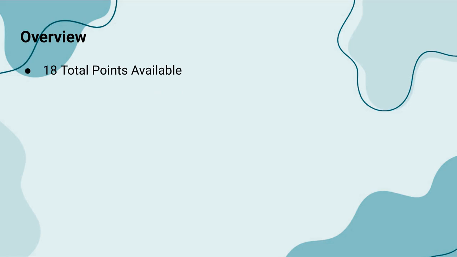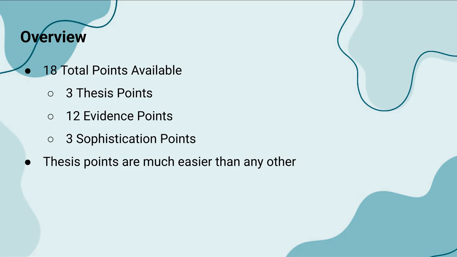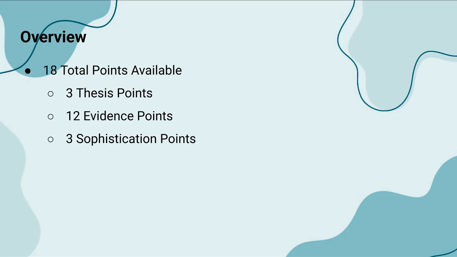So here's an overview. There are 18 total points available. There are 3 thesis, 12 evidence, 3 sophistication points. And this is among all 3 of your essays. So in the 2 hours and 10 minutes, you have 18 points available. These points are worth more than obviously multiple choice points. I believe it's about 55% of your total exam score.